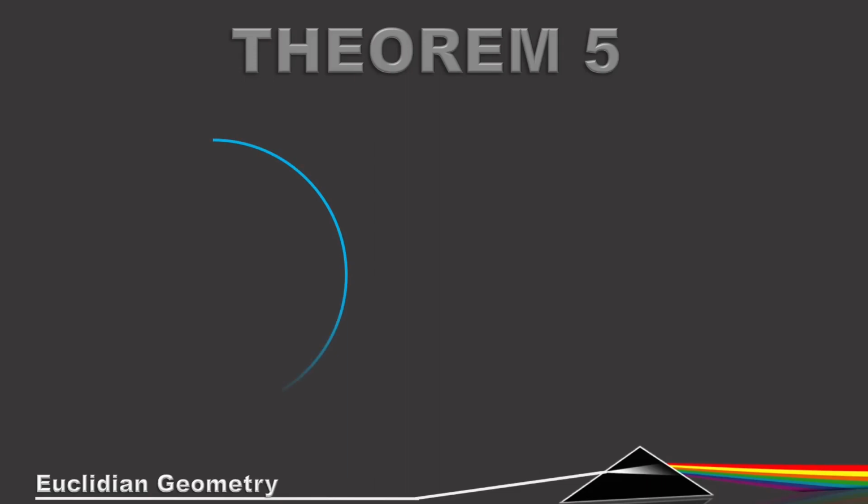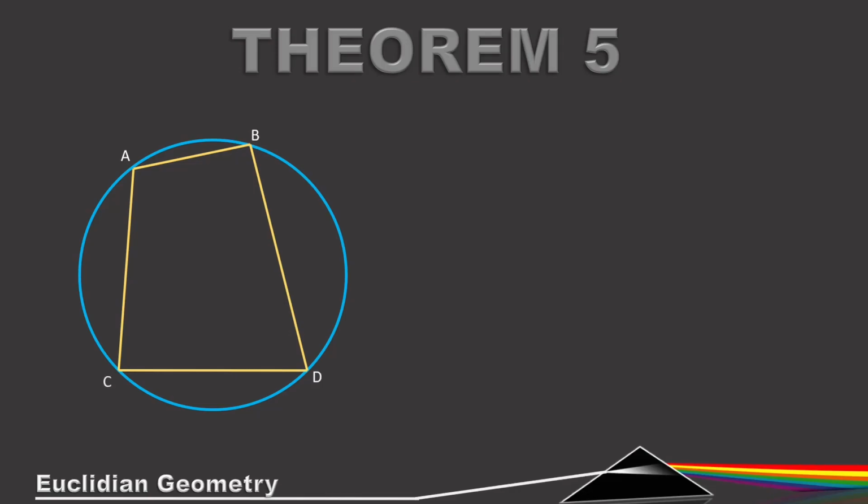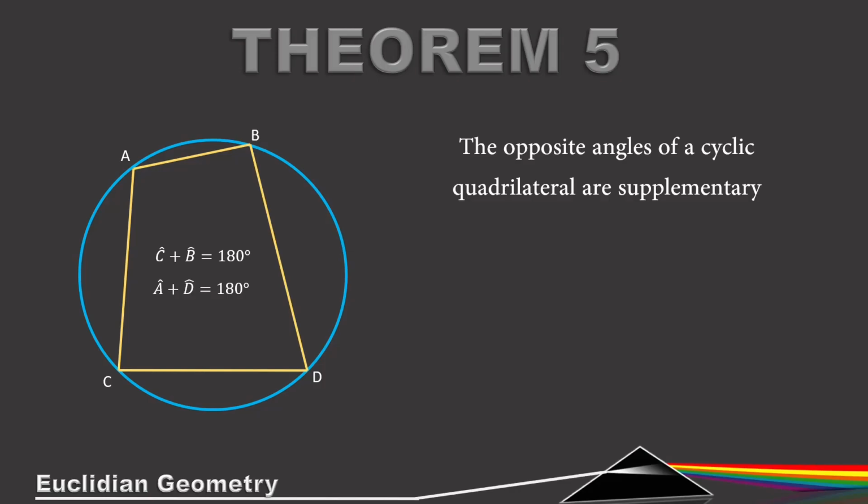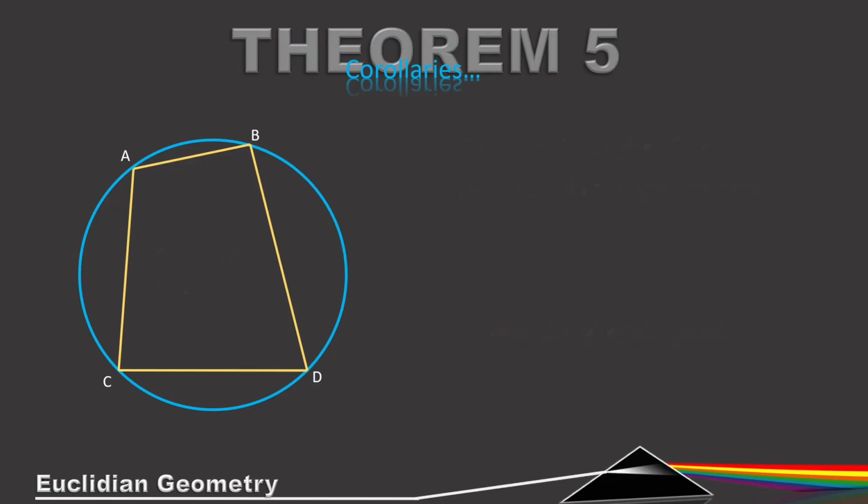Then for theorem 5, we have a circle, and inside the circle we have a quadrilateral ABCD. If it is a cyclic quadrilateral, then the opposite angles are supplementary, or in other words, they add up to 180. So C plus B adds up to 180, and A plus D also adds up to 180. So the theorem states that the opposite angles of a cyclic quadrilateral are supplementary, and our reason is opposite angles of cyclic quad.